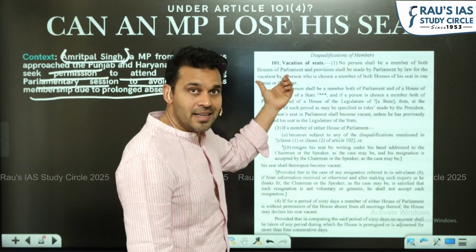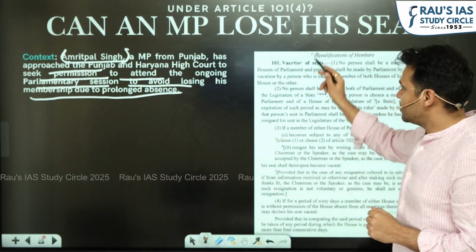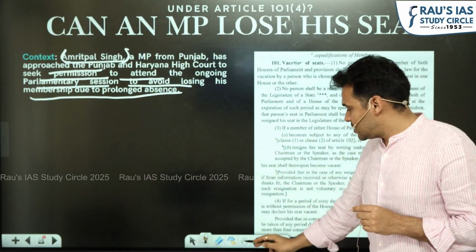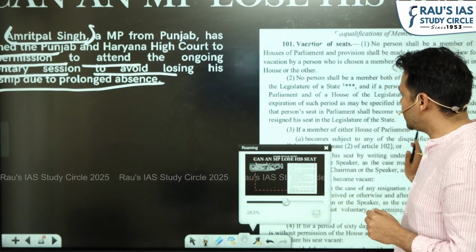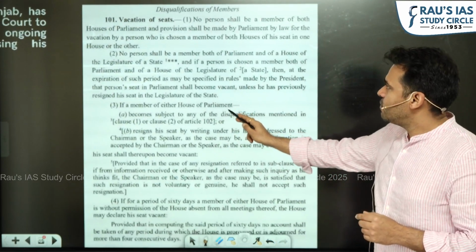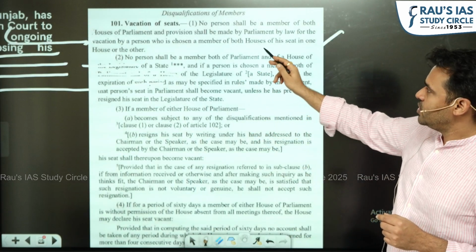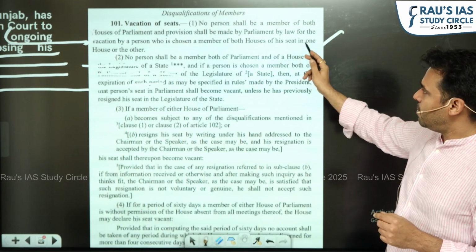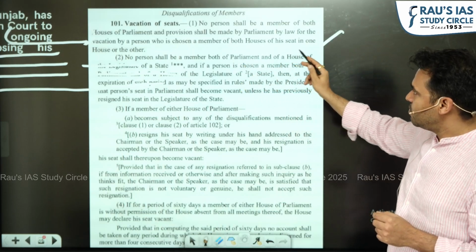And yes, it is a constitutional provision, Article 101, headed as vacation of seats, which means the seat will become vacant under certain conditions. What are those conditions? Let's quickly see it. No person shall be a member of both houses of parliament, and provision shall be made by the parliament by law for the vacation by a person who is chosen a member of both houses.